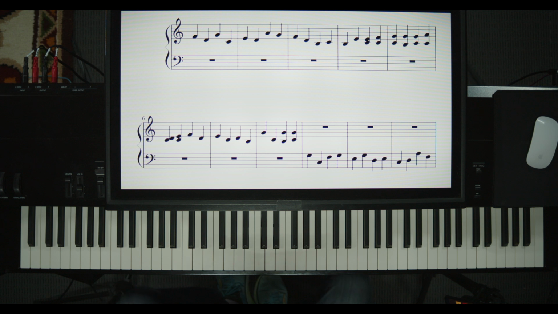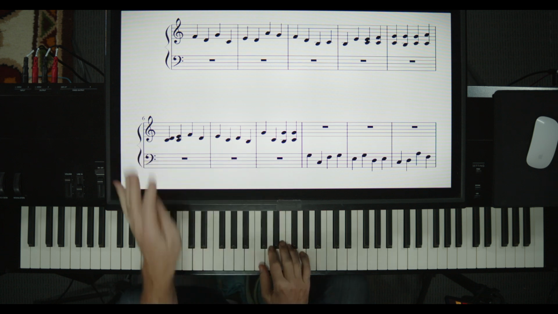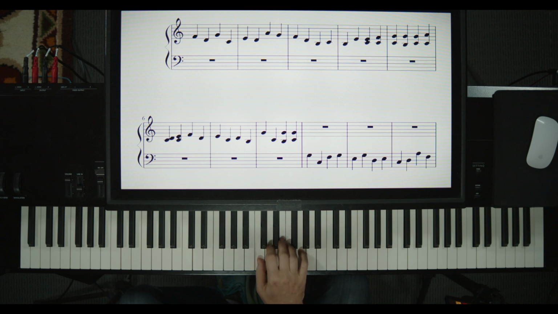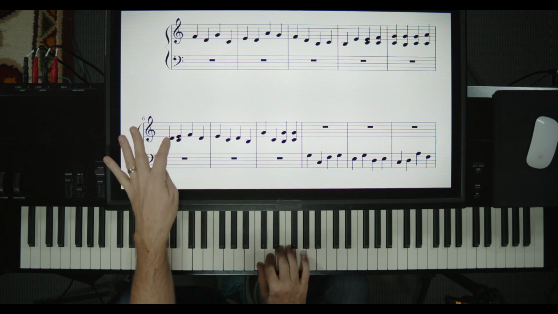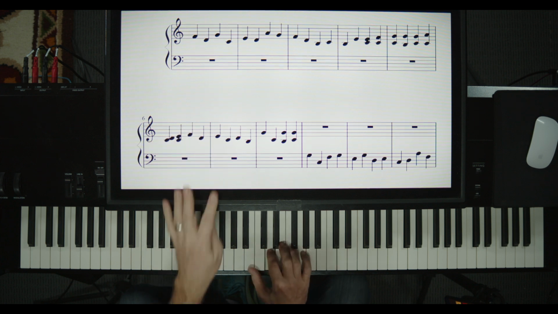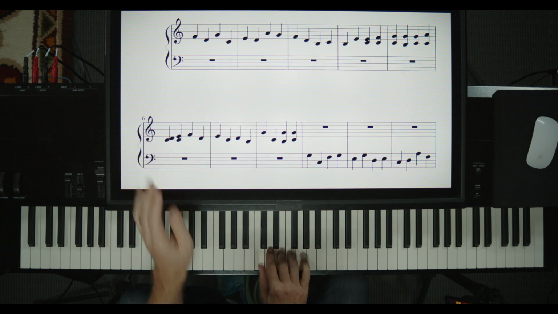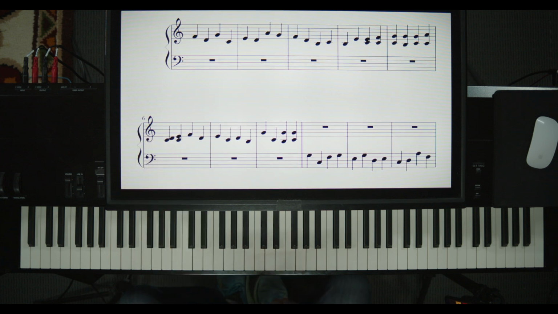So the second line's more of the same. We have three more measures of right hand, so let's just try that. Try it yourself, and then come back, and here we go. F, D, E, C. Sixth, fifth. So I'm saying second, third, and then calling out letters because I want you to know the intervals as well as the names of the notes. Okay? So you can work on that.